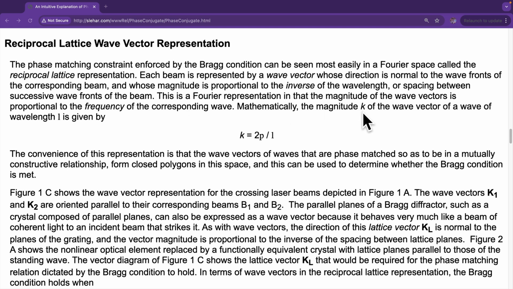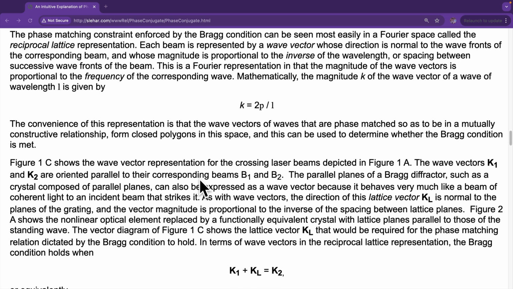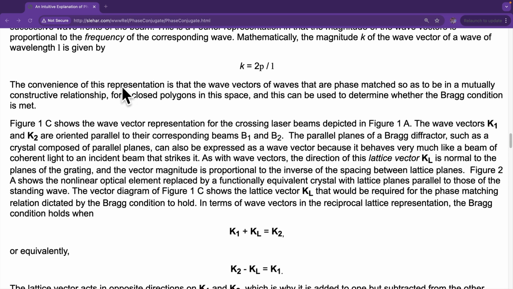Mathematically, the magnitude k of the wave vector of a wave of wavelength λ is given by k = 2π divided by λ. The convenience of this representation is that the wave vectors of waves that are phase matched so as to be in a mutually constructive relationship form closed polygons in this space, and this can be used to determine whether the Bragg condition is met.